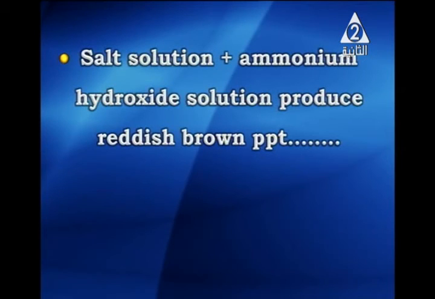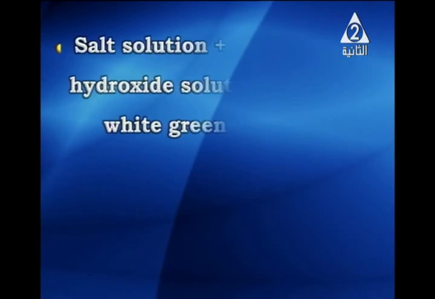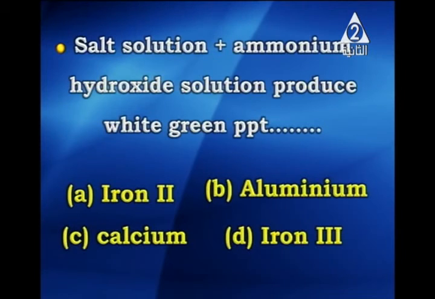Next one. Salt solution plus ammonium hydroxide solution produces reddish brown precipitate of what? Is it calcium, iron 3, aluminum, iron 2? If you think about it, yes, it will be iron 3. Next one. The salt solution plus ammonium hydroxide solution produces white-green precipitate of what? Is it iron 2, aluminum, calcium, iron 3? If you think about it, yes, it will be iron 2.